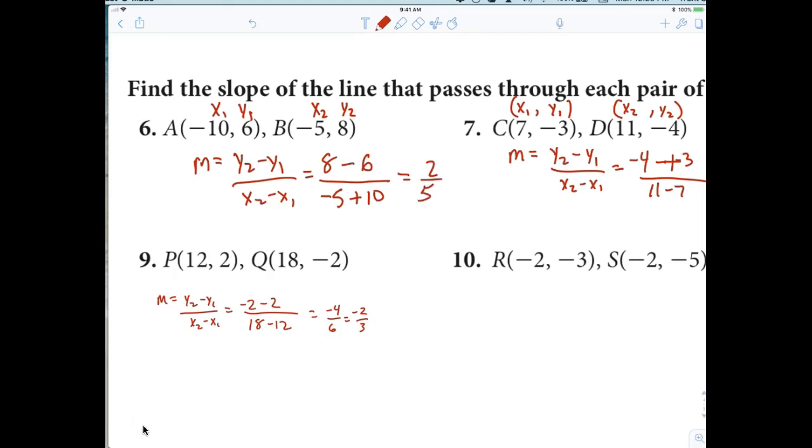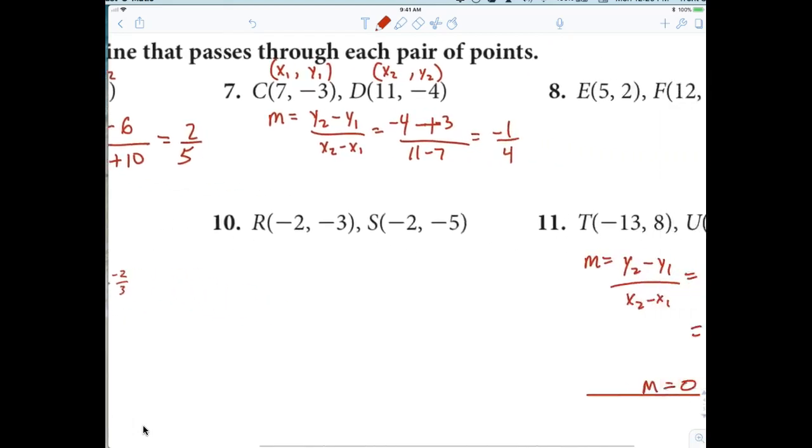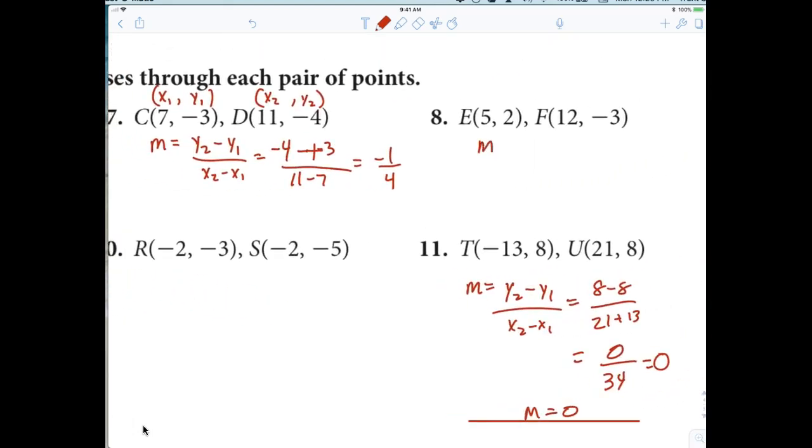Does anybody have any problems? Wow. It's easy. All right, but you have to know that little formula. You good? You're good now? All right, let's check out 8, please. Again, notice I'm writing M equals y2 minus y1 over x2 minus x1.